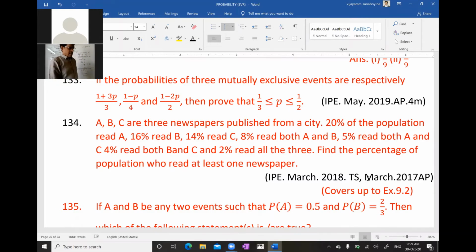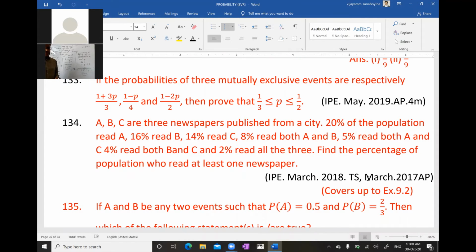Yes, my dear, A, B, C are 3 newspapers published from a city. 20% of the population read A, 16% read B, 14% read C, 8% read both A and B, 5% read both A and C, 4% read both B and C, and 2% read all the 3. Find the percentage of population who read at least one newspaper.